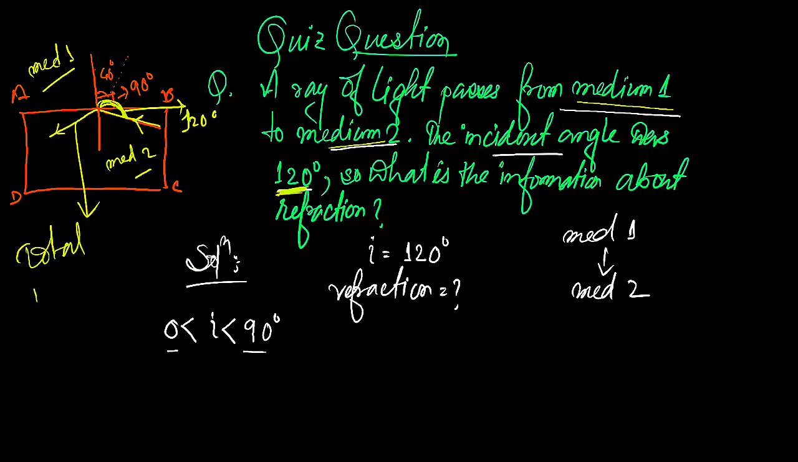Total internal reflection, because the reflection happens in that medium. This ray is not coming out. That's why it is known as total internal reflection. The ray gets trapped in this medium and is not going to come out. So this is the main fact about total internal reflection.